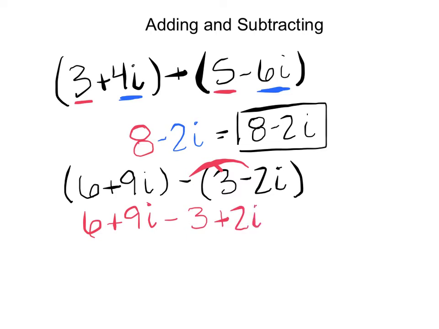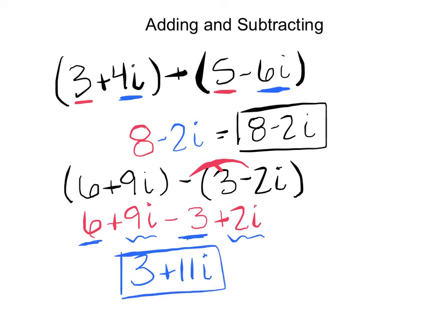Now it's just a matter of combining like terms, or putting the real numbers together, 6 and minus 3, which is 3, and the imaginary numbers together, 9 and 2, so that would be 11. So our final solution is 3 plus 11i. Adding and subtracting involves putting the real part together, putting the imaginary part together. Let's look at another couple adding and subtracting examples before we move on.